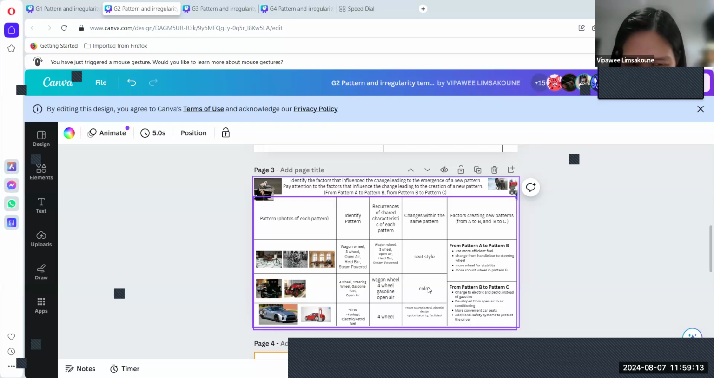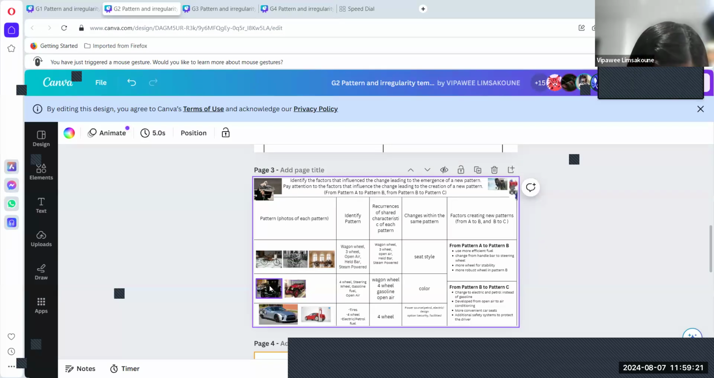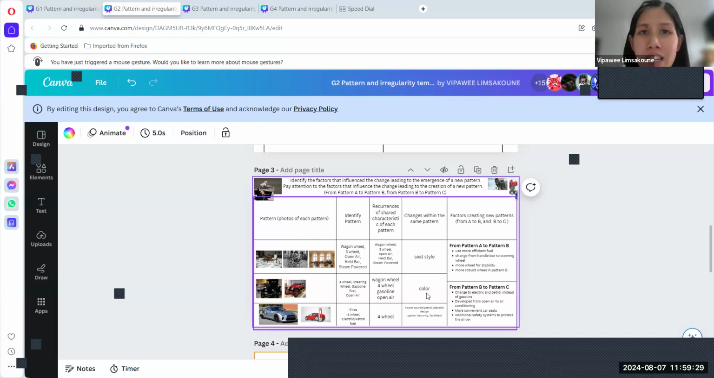And regarding pattern B, in addition to color, I saw on the left there is something that looks like a roof for people if it rains, right? Yeah, that could be an additional part of a change within the same pattern as well.